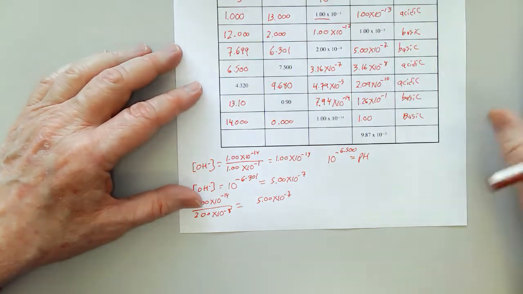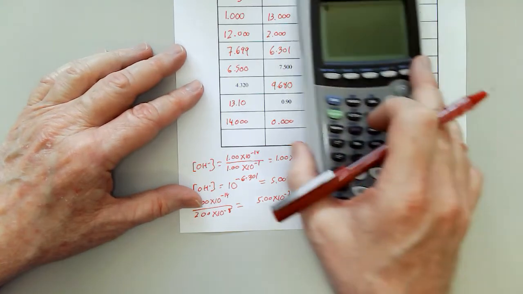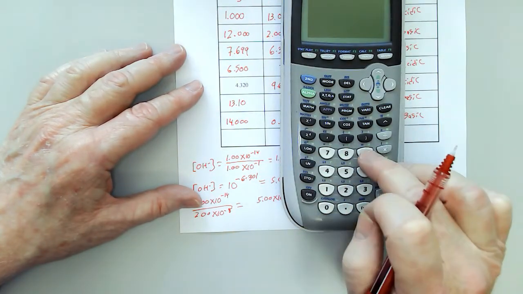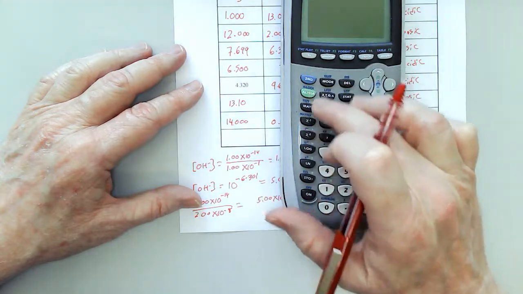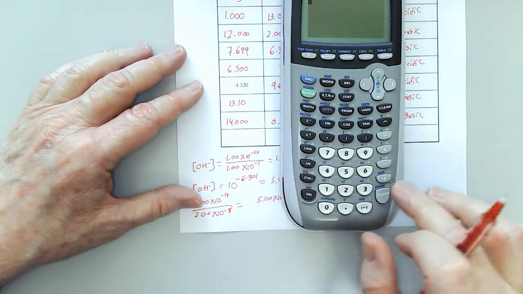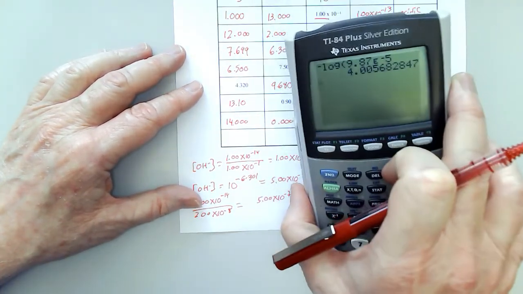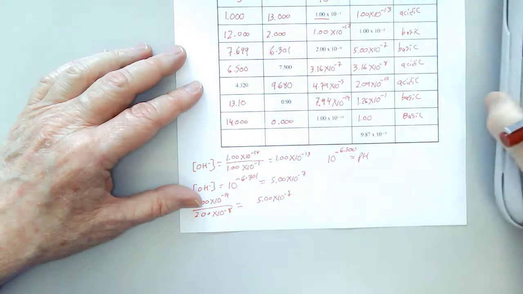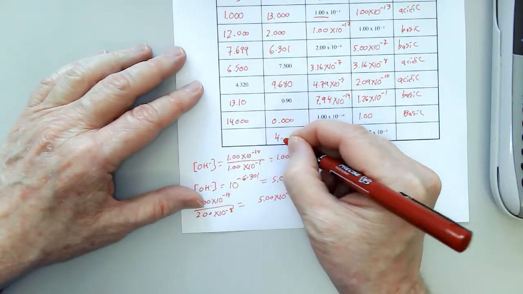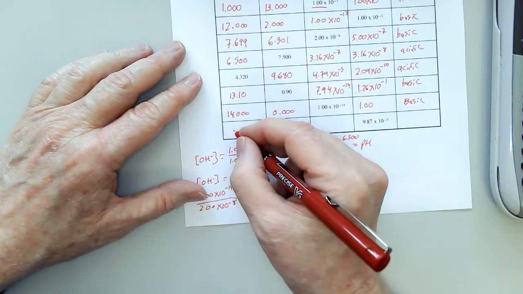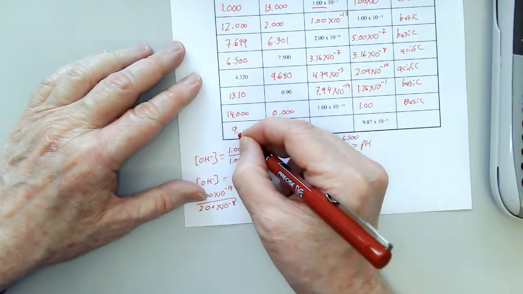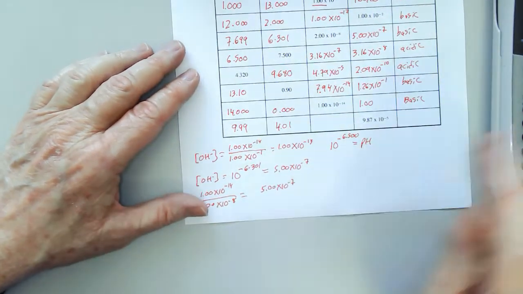Now, if I have a hydroxide here, 9.87 times 10 to the negative fifth. Negative log 9.87 EE negative fifth. Boom. I'm getting 4.01. We'll call that 4.01, which means this will be 9.99 basically.